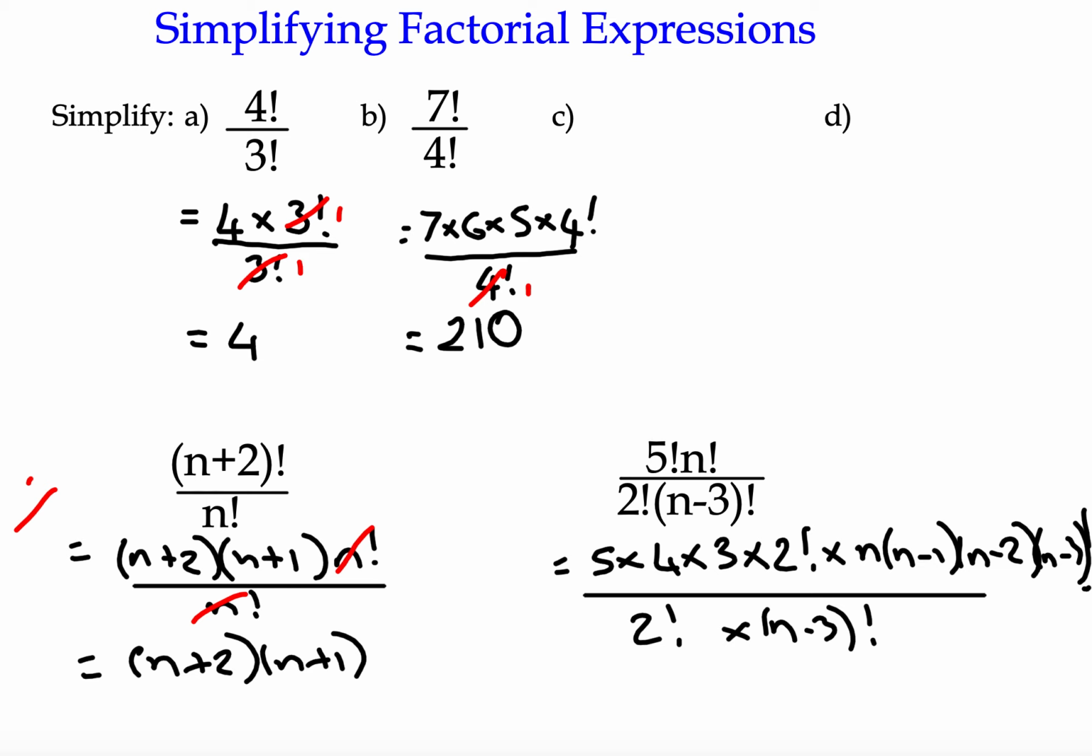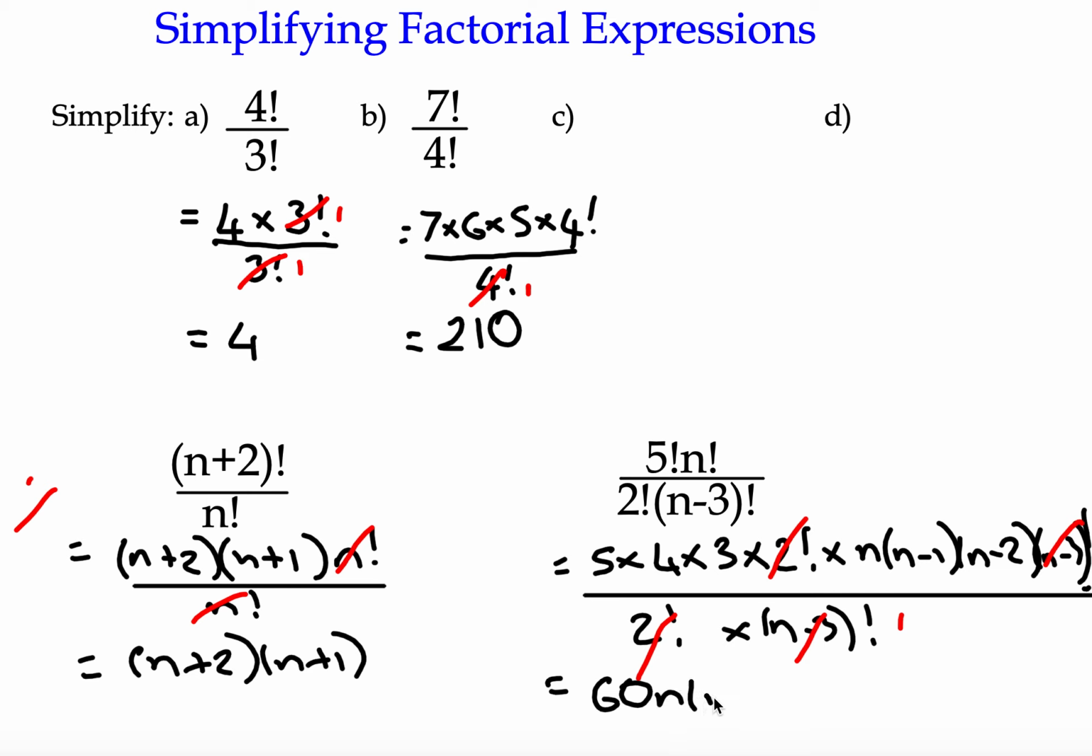I'm going to extend my fraction. So what we can do is cancel common factors. We've got a common factor of 2 factorial. We've got a common factor of n minus 3 factorial. They all go to 1. What remains is a numerical value, 5 times 4 times 3, is 60. And that's all the numerical values. We've got n times n minus 1 times n minus 2.